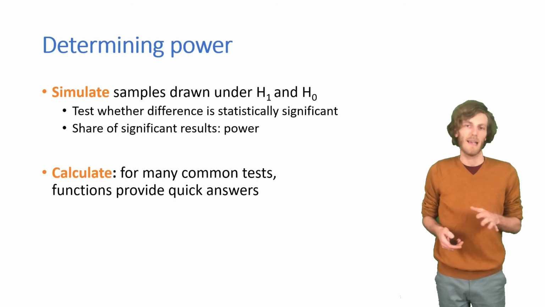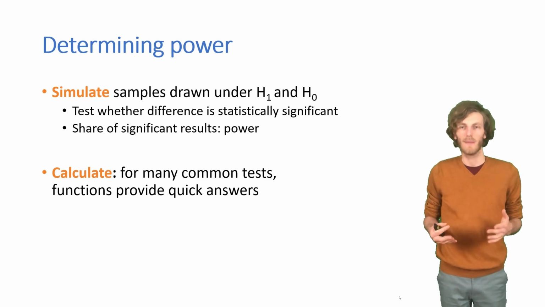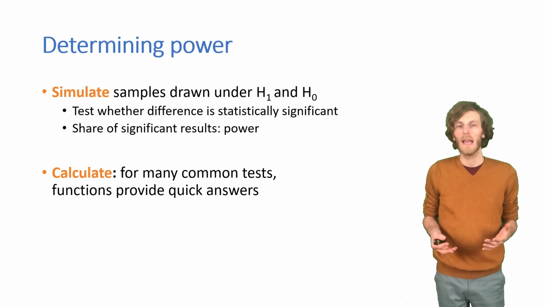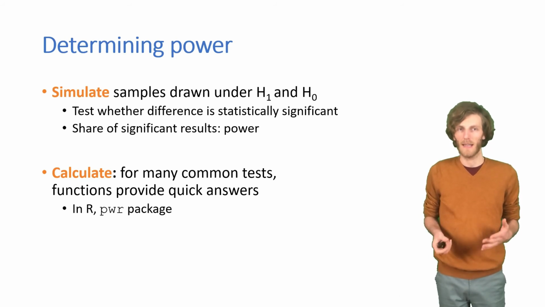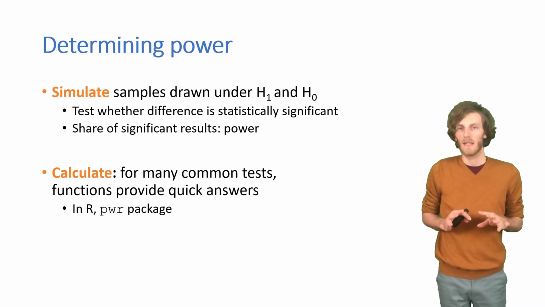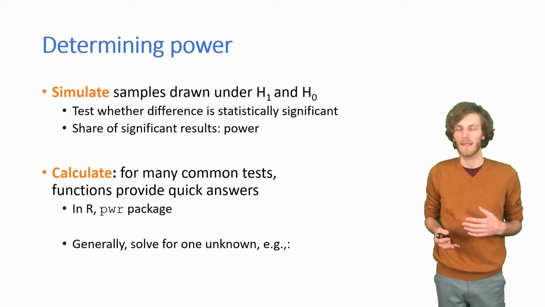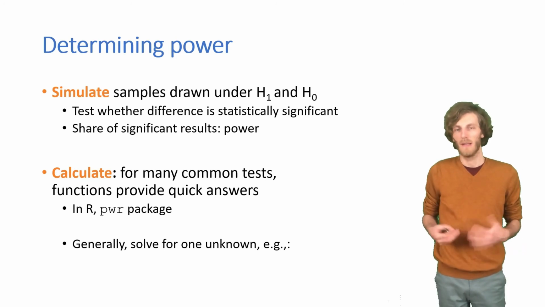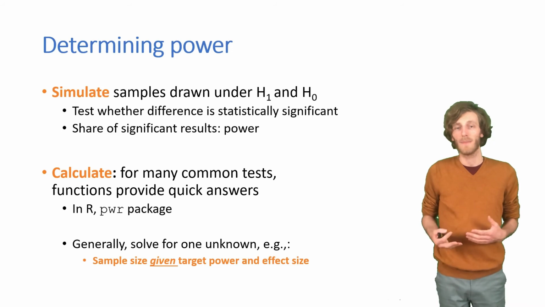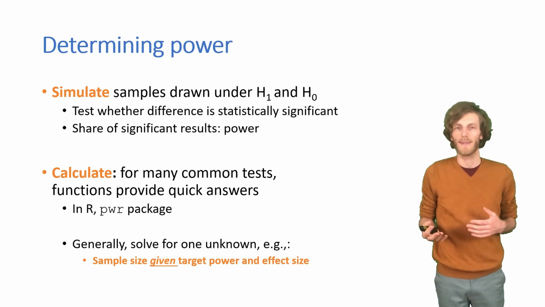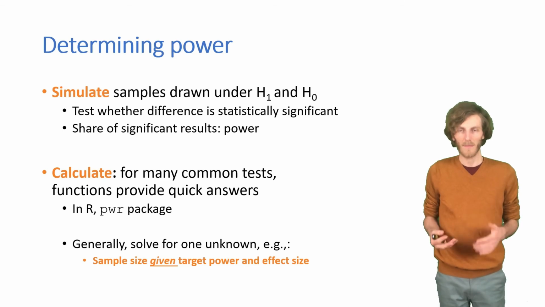For many common tests, it's easier to get power. We don't need to run complicated simulations, but we can just use functions that calculate the power. In R, the pwr package is very helpful for that. And such functions generally allow us to solve for one unknown. So we can use them to calculate power based on effect size and sample size, for example. But we can also use them, more importantly, to calculate sample size, given the level of power that we want and the effect size that we expect. Because that's the way to try to make sure that we're running studies that are adequately powered.